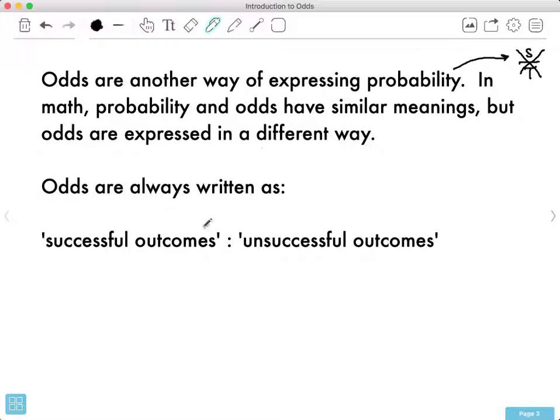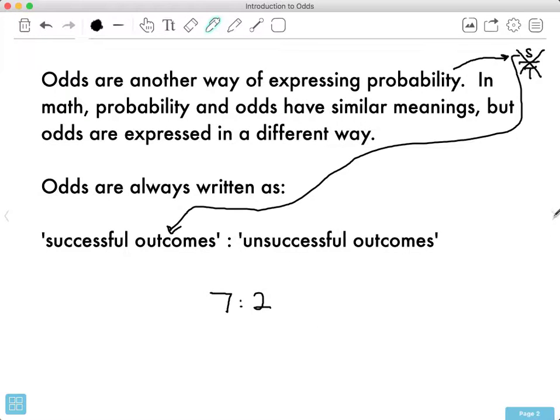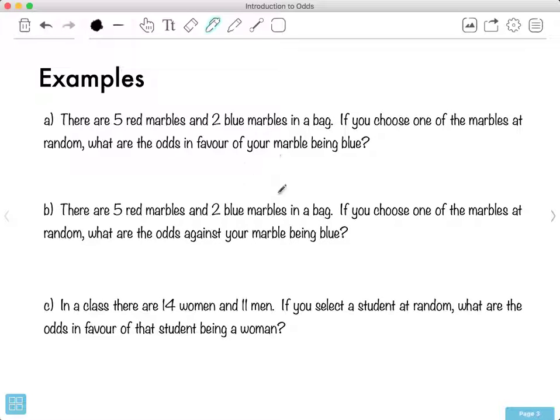Odds are always written as the number of successful outcomes, which does have a link to probability. It's the same number you would get there. But instead of being compared to the total number of outcomes, you compare it to the unsuccessful outcomes. And you use a colon in between the number of successful outcomes and the number of unsuccessful outcomes. So it would look something like this when you have your odds statement. So we're just going to quickly look at three examples here and jot down the odds for each example.